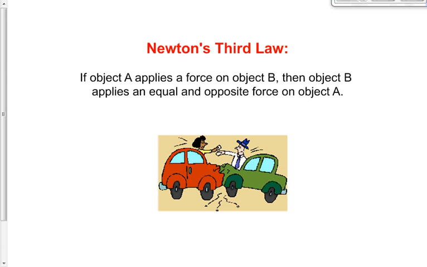Yeah, the gun's heavier. It's the same force, but heavier things accelerate at a smaller rate. The gun goes backwards, but it's not going to go back as quickly.